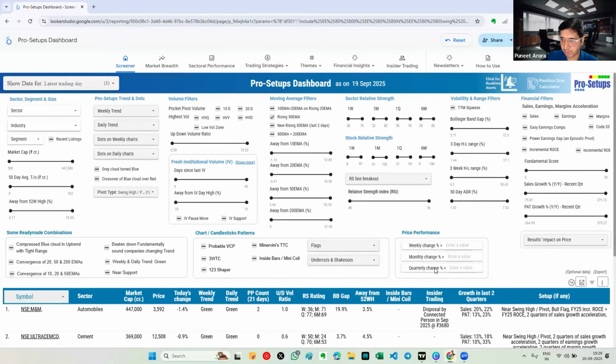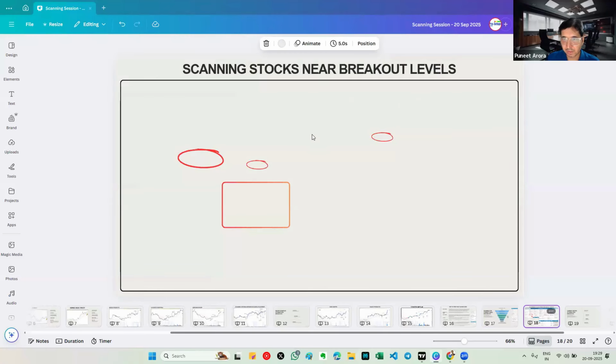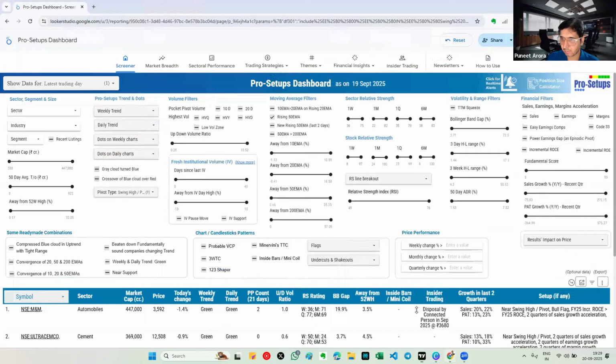Then, to make sure that we are not looking at quite extended setups, we can reduce the list by putting a filter such that the current price is not 10% away from the 50 EMA. This you can, sorry, go here, put this number over here.